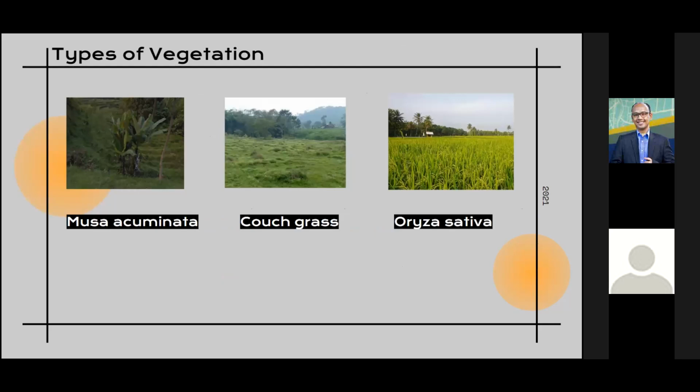So there are some types of vegetation that can be found in this area. The first one is the Musa cuminata, and there's also couch grass and Oryza sativa as the main food crops that are grown there.